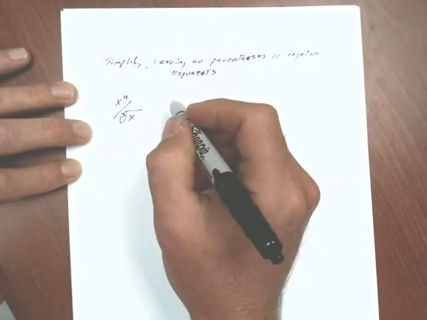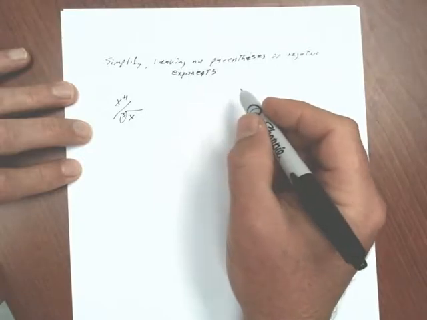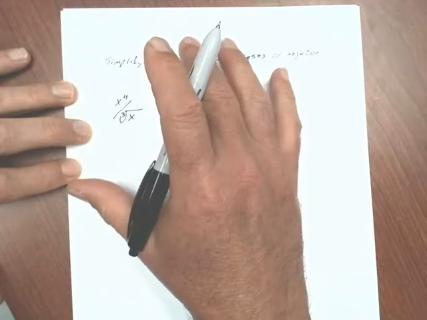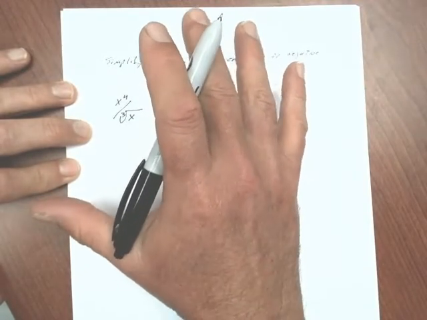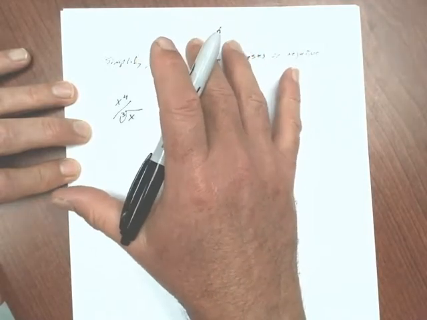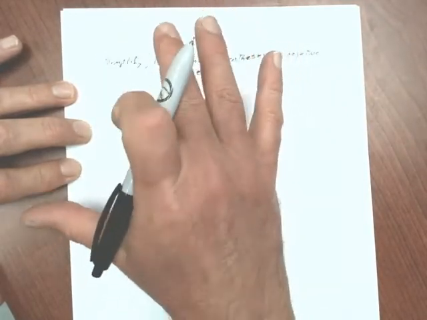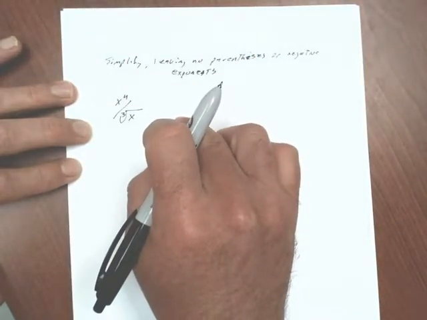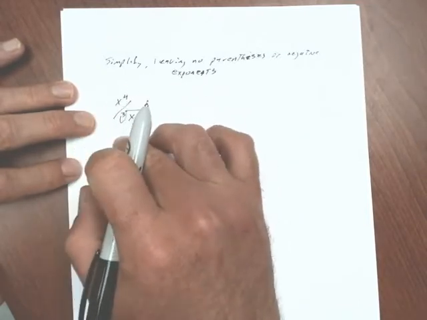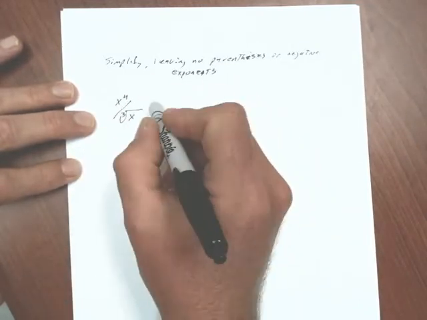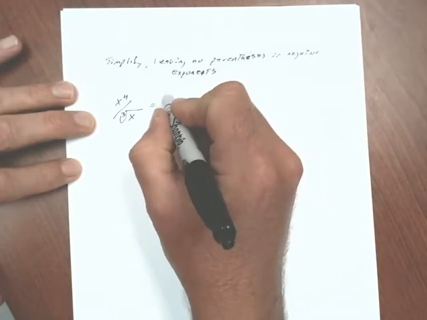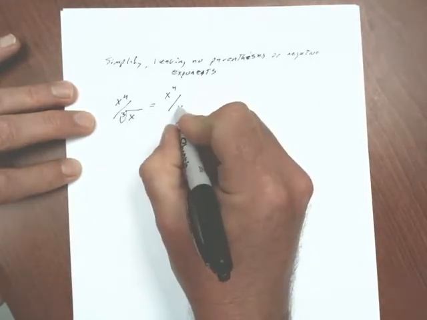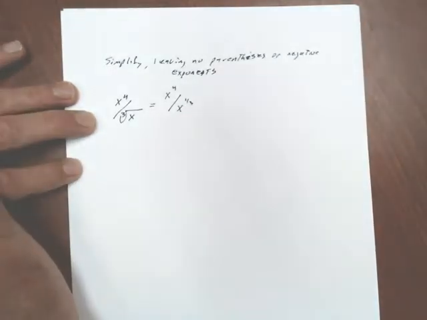Now we want to use the rules of exponents, and this I really want to emphasize. If I ever ask you to use the rules of exponents to simplify, I expect you to use those rules, not just jump right to the answer, okay? And how would we use the rules of exponents to simplify this? Well, the first step would be to rewrite this as x to the fourth divided by x to the 1/3.